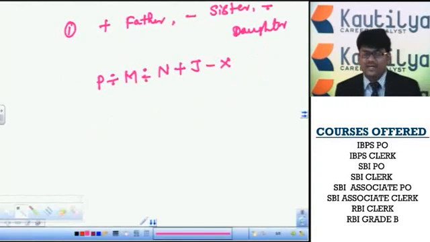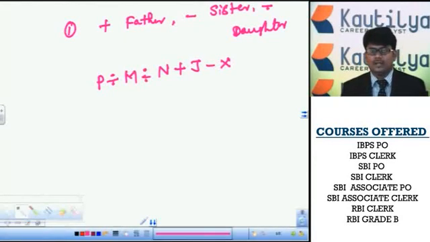Here P divided by M: the divided by symbol clearly denotes daughter. P is the daughter of M. Then we have to remember 3 points: the horizontal line represents brother and sister, the vertical line represents parent and offspring, and double implies represents wife or husband. P is the daughter of M, so we represent P in a downward direction from M. The person P is minus.